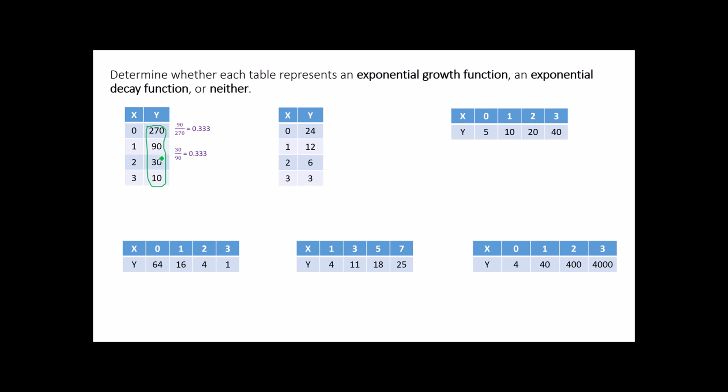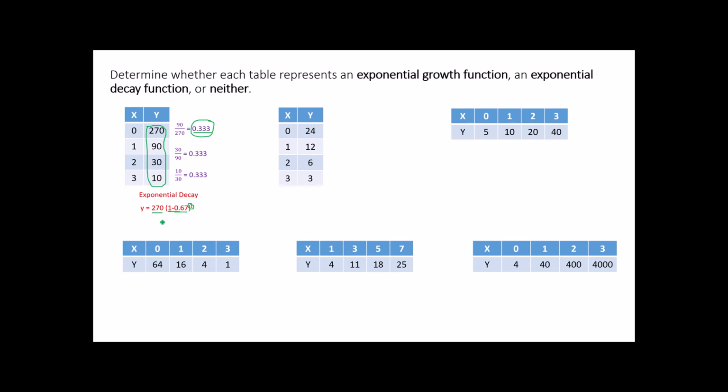90 over 270 is 0.33. 30 over 90 is 0.33. And 10 over 30 is 0.33. Obviously, that's 1/3. I did go ahead and round it off. That means that this will be an exponential decay. Since what's left each year, or each day, or whatever the time frame is, what's left each time is 33%, the function here is the 270 starting, I had 100%, and I lost 67% every time.